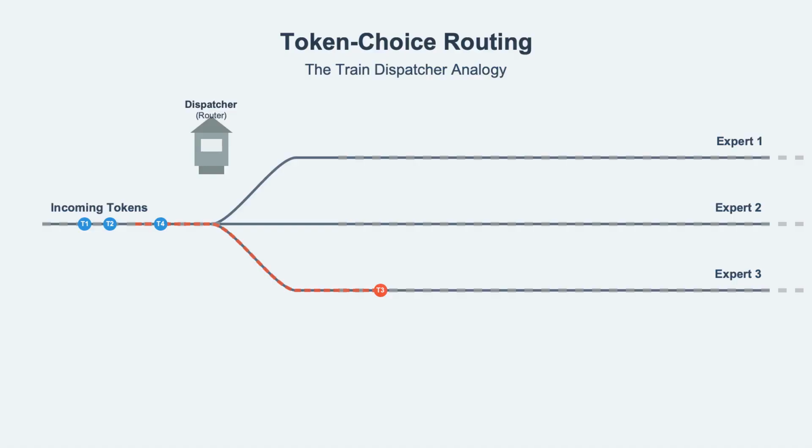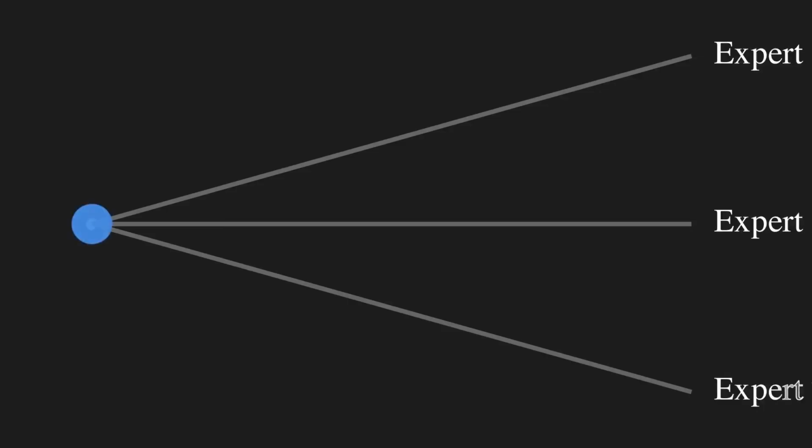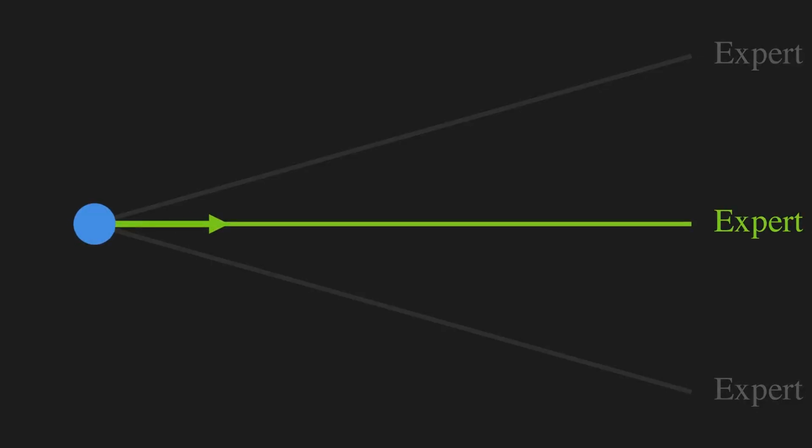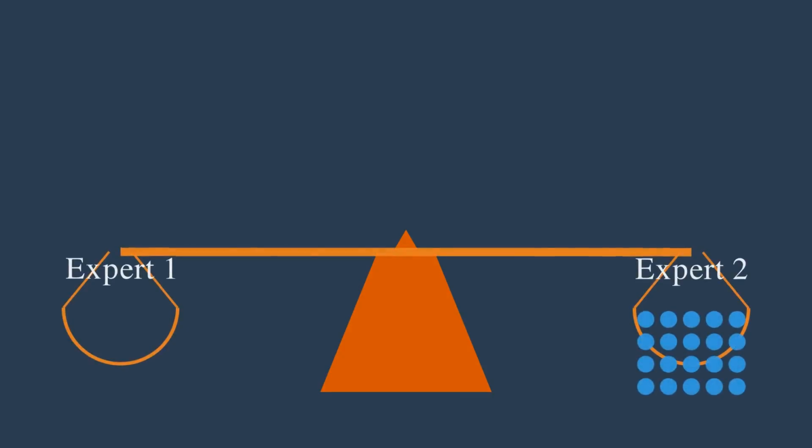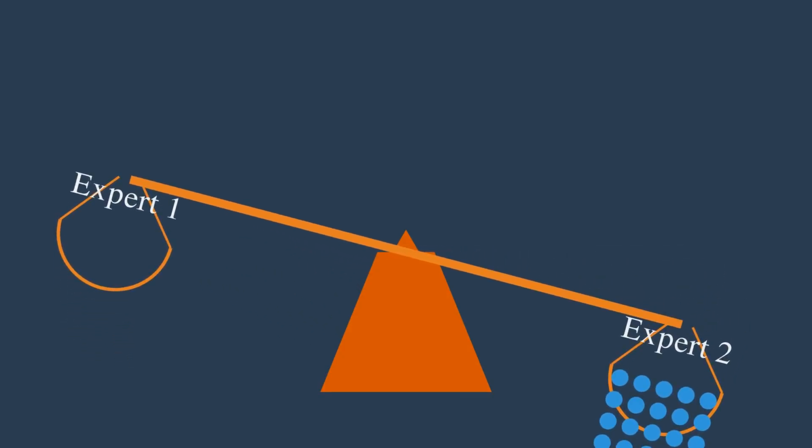Token choice routing is different. It is more like a train dispatcher. Here, each token is assigned to a single expert path at the very beginning. The token is then processed multiple times by that one expert it was assigned to. The big challenge here is ensuring all the expert tracks are used evenly.